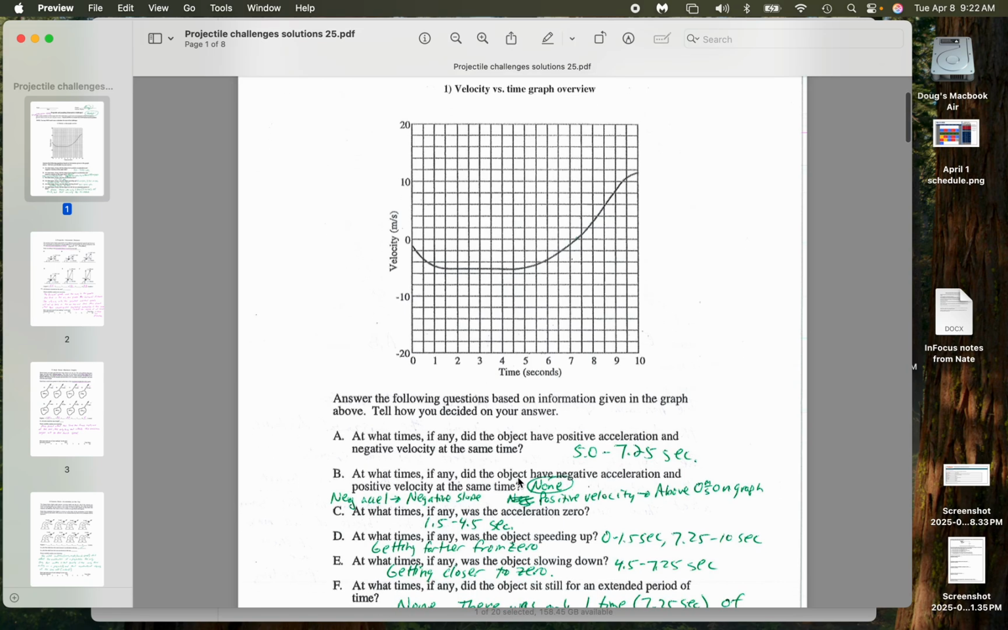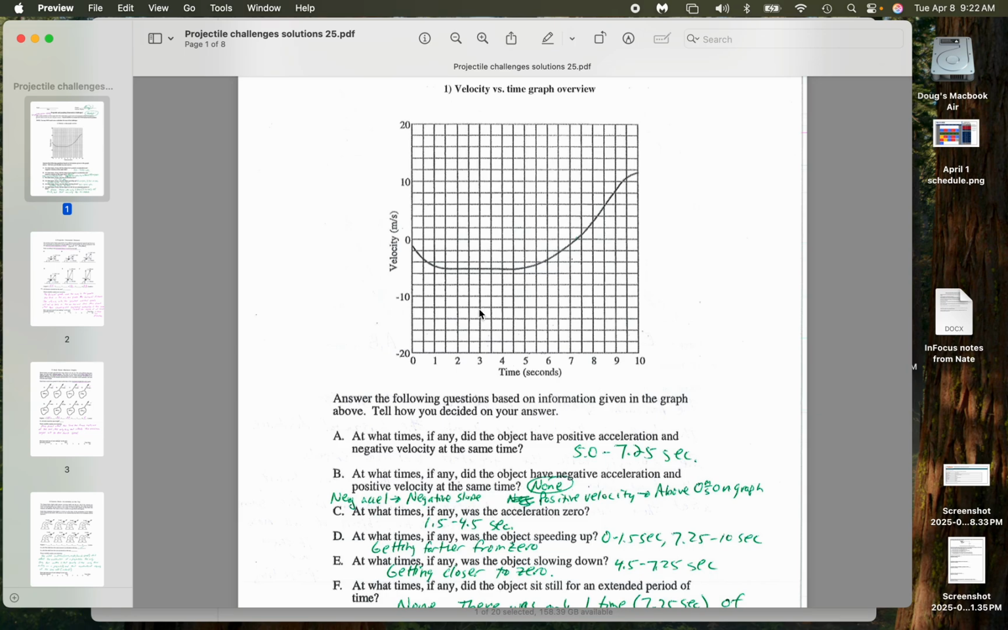At what times, if any, was the object speeding up? It's actually speeding up anytime it's going away from zero. So you need to be careful. This looks like you would think it's slowing down, but it's going from like negative 1 to somewhere around negative 5 meters per second. So from 0 to about 1.5 seconds, it's speeding up. Slowing down here because you're getting closer to 0. And then anytime after 7.25 seconds, it's speeding up also.